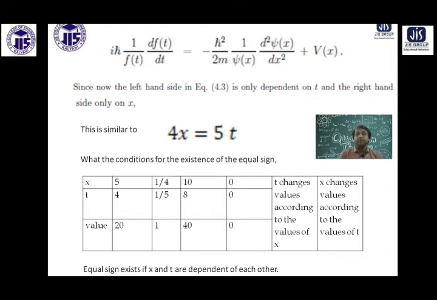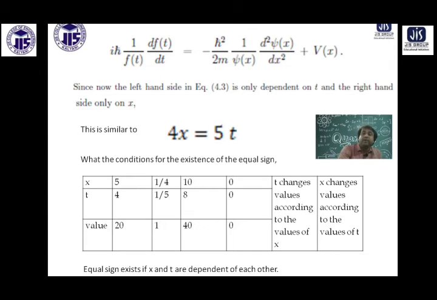Basic quantum mechanics tells us the basic mathematics tells me they should be equal if x and t are dependent on each other. But in my problem, you see there, left hand side is time dependent, right hand side is x dependent, position dependent. Now these two variables, x and t, space and time, are completely independent of each other.